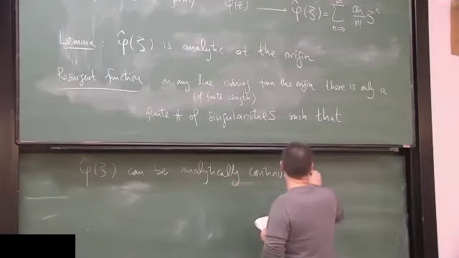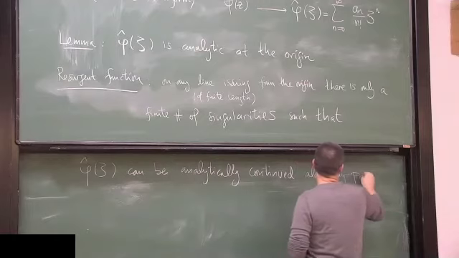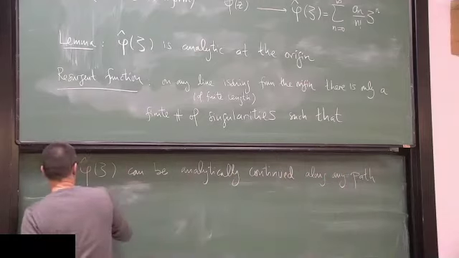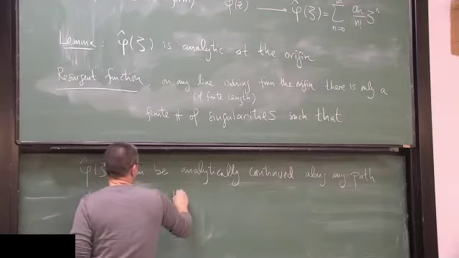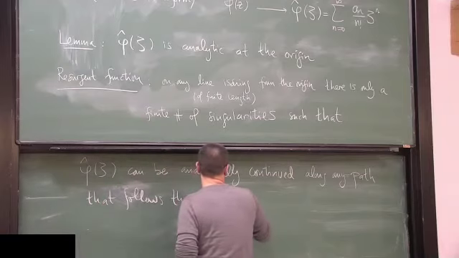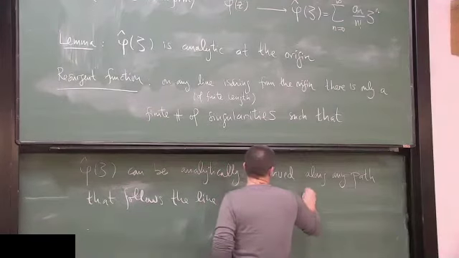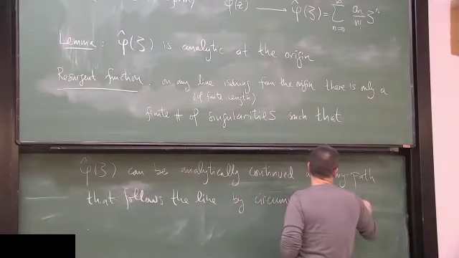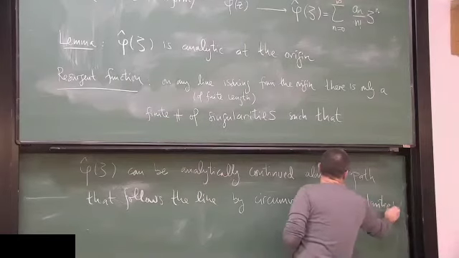Along any path that follows the line, by circumventing the singularities. So what does this mean?